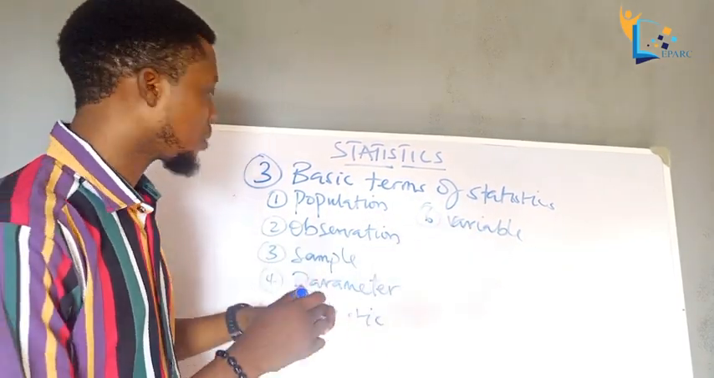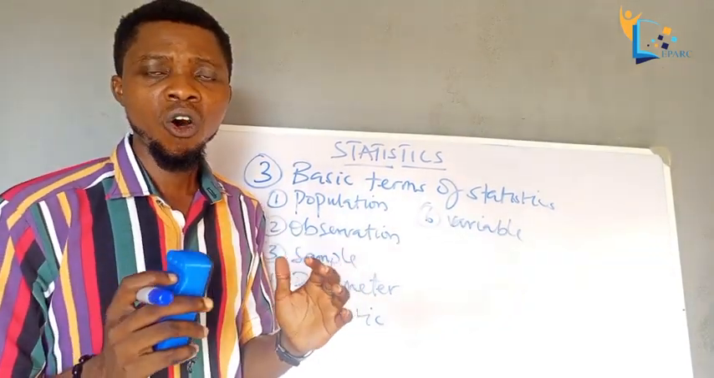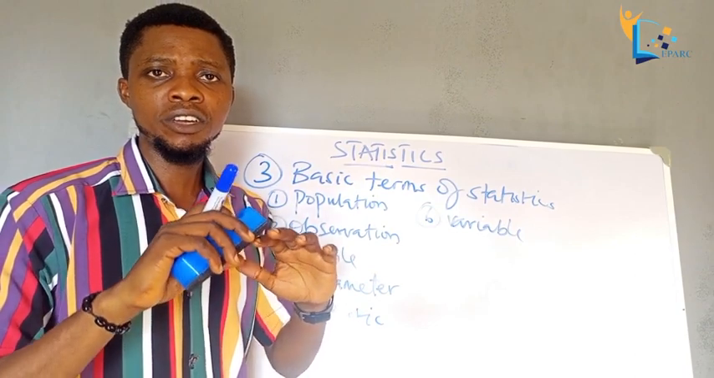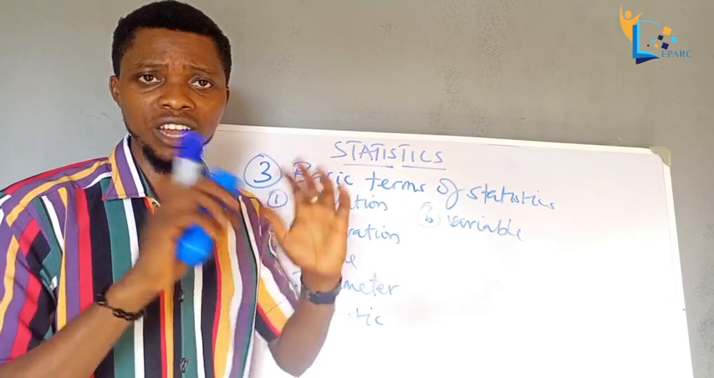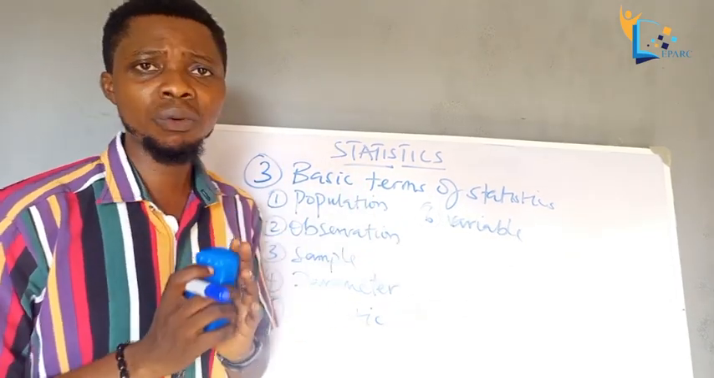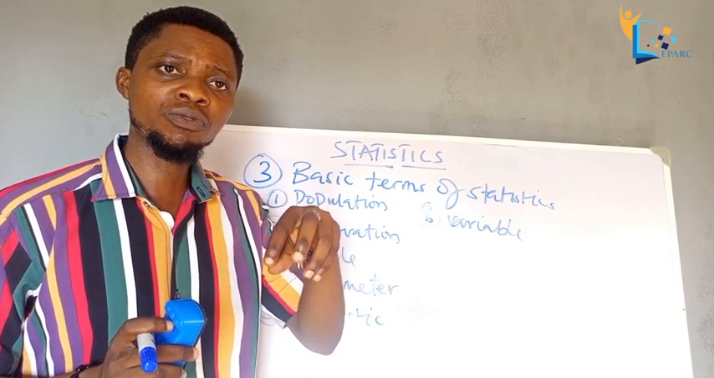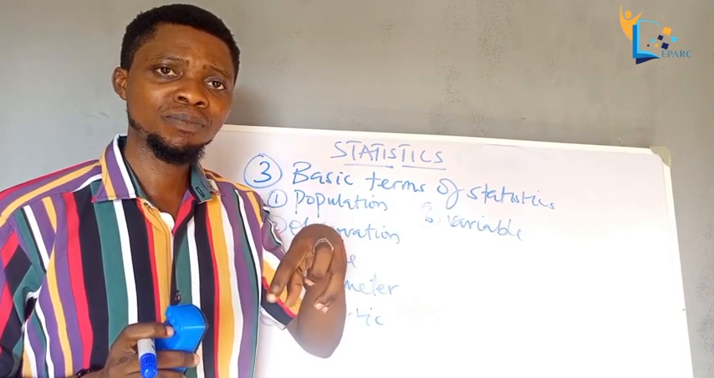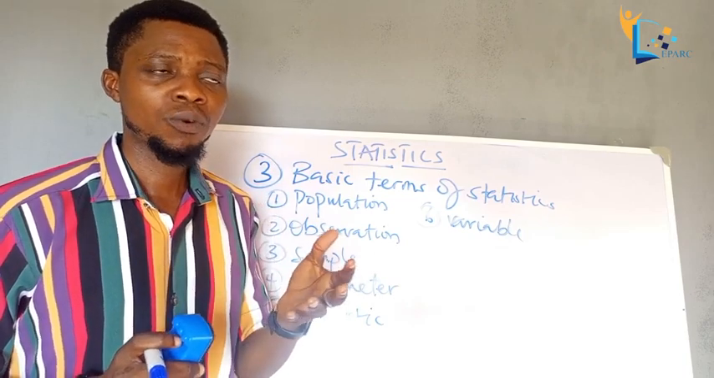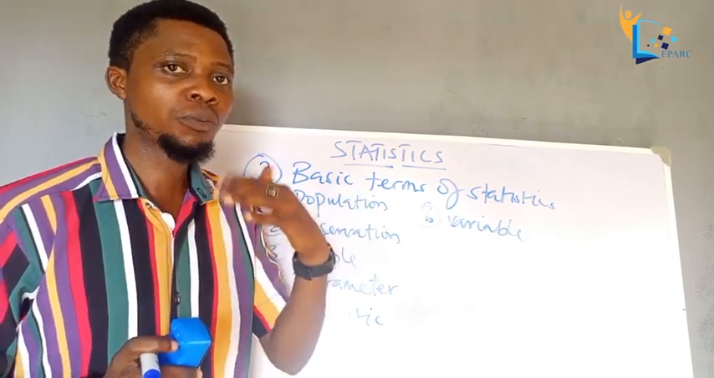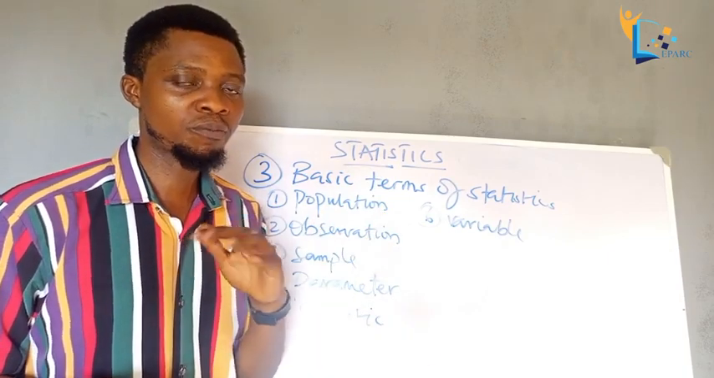Okay, now when we talk about population, it is the totality of the observation involved or the unit of investigation involved, the totality of it. Now, by totality here, we don't mean the number of population as in numerical numbers. No, we don't mean that. For instance, population here doesn't mean the population of Nigeria as in 200 million. No, that's not what we mean here.